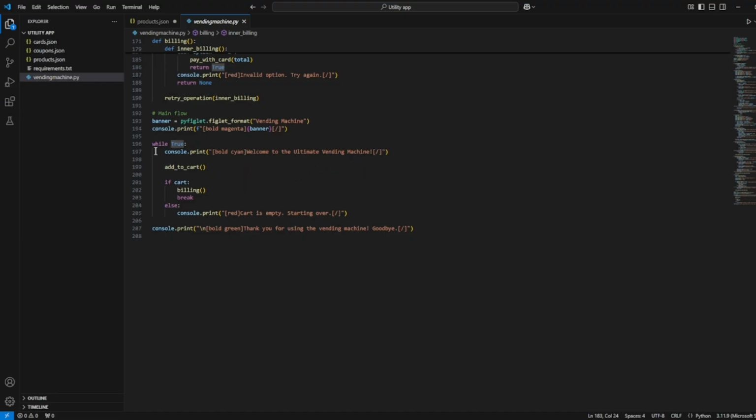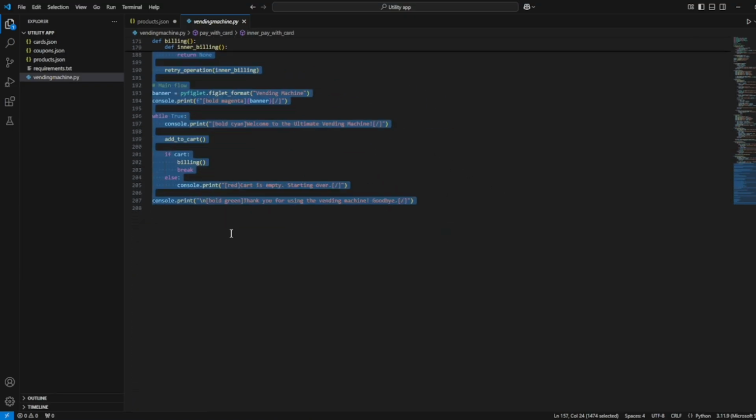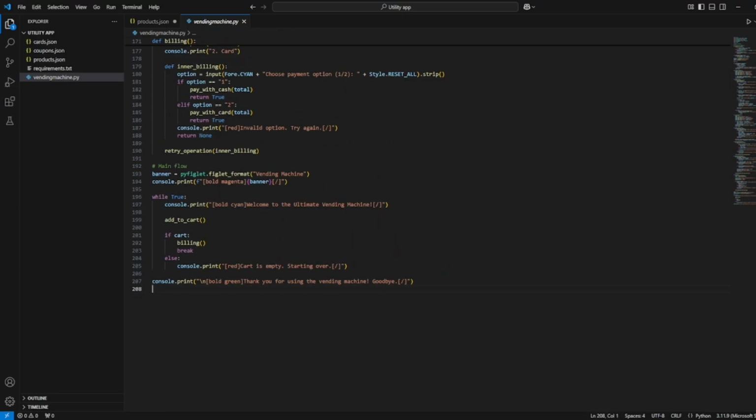And then this is my total vending machine, and this is the design of it, and I hope you love it so much. Thank you.